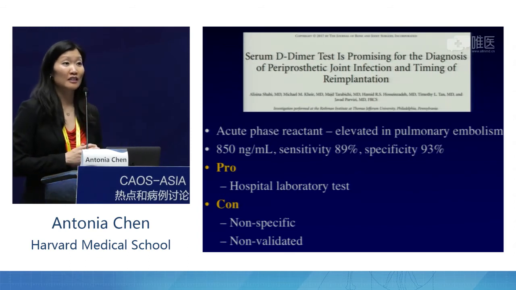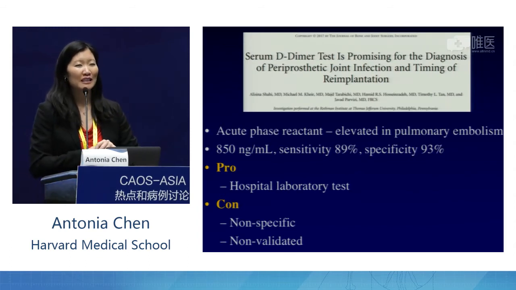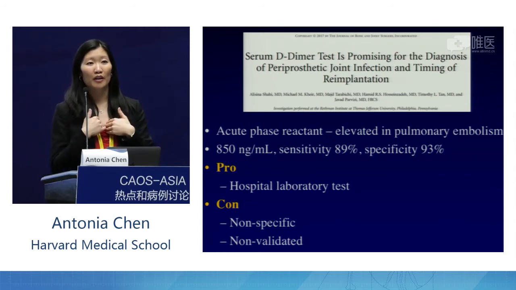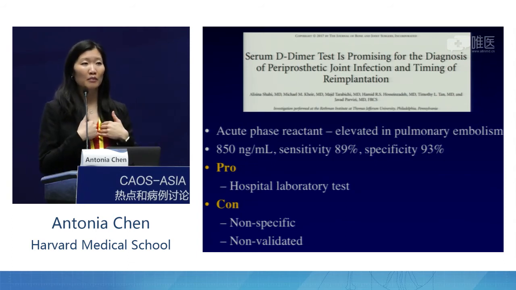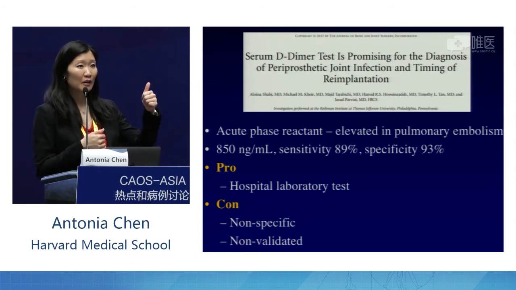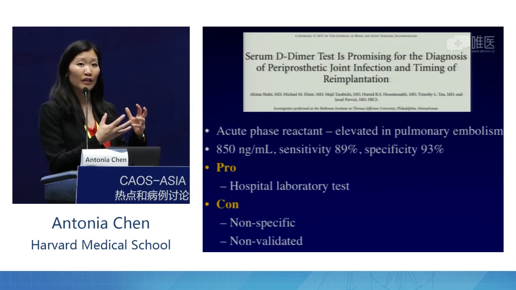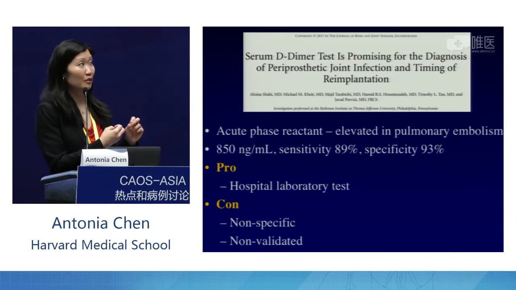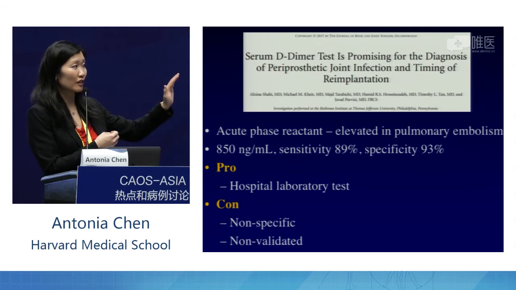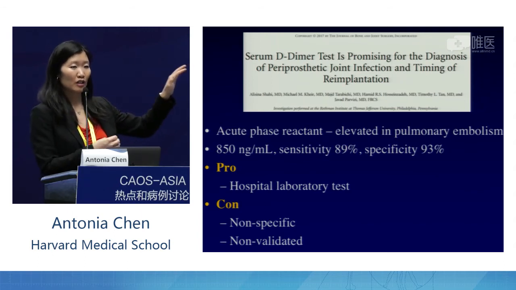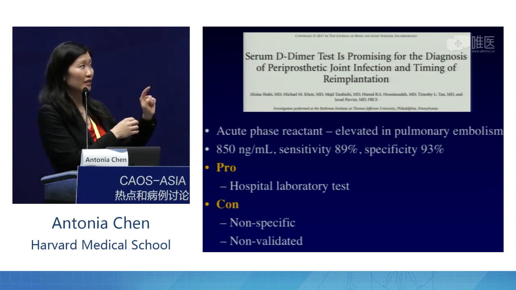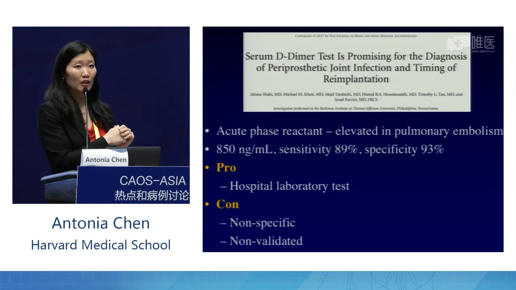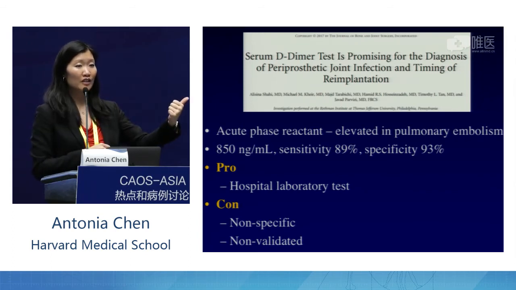Another good serum test is actually D-dimer. So D-dimer is used for pulmonary embolism, right? In pulmonary embolism, D-dimer is high, but it's an inflammatory reaction. Because it's an inflammatory reaction, it's an acute phase reaction, Rothman Institute, they looked at D-dimer and showed that D-dimer over 850 was good for diagnosing infection and reimplantation.